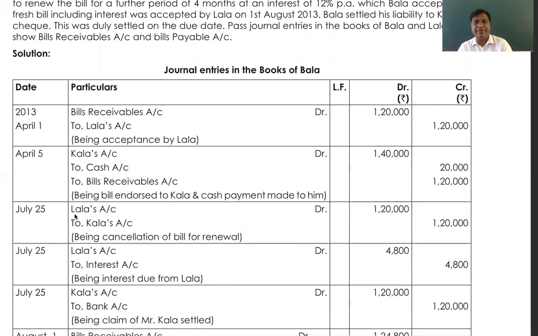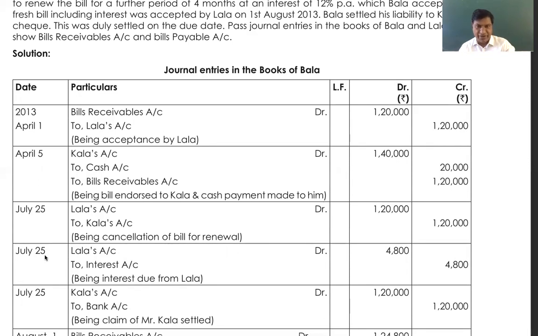Lala gave up from paying. Then the entry is reversed. Lala's account debit 1,20,000 to Kala, 1,20,000. Right?